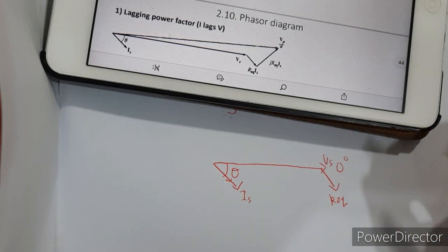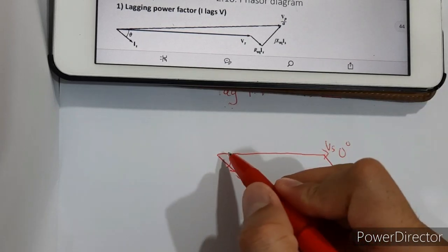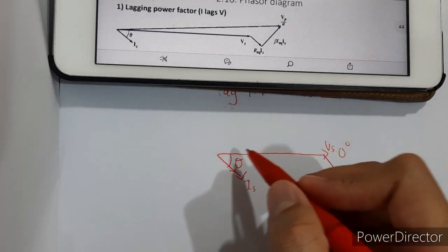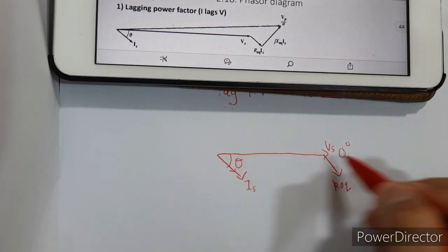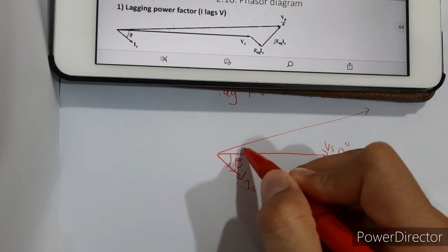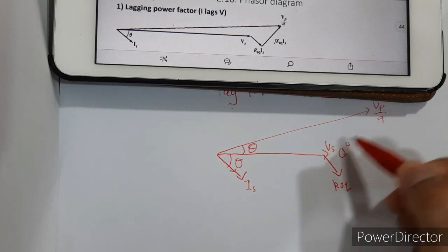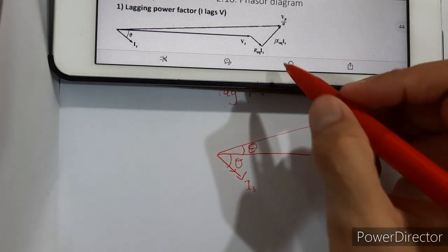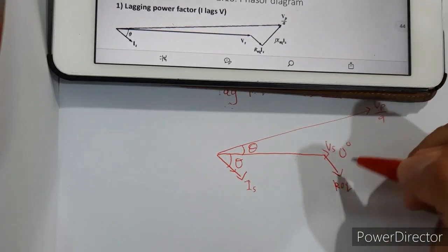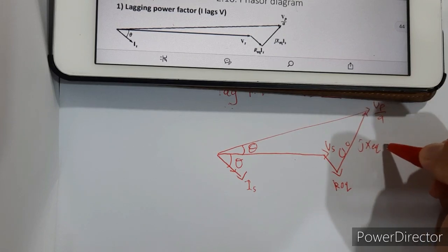And then for VP over A, when you calculate VP, there will be an angle between VS and VP. So this is VP, and this is the angle between VP over A and VS. And then for JX equivalent, you just connect it. So this is JX equivalent S.